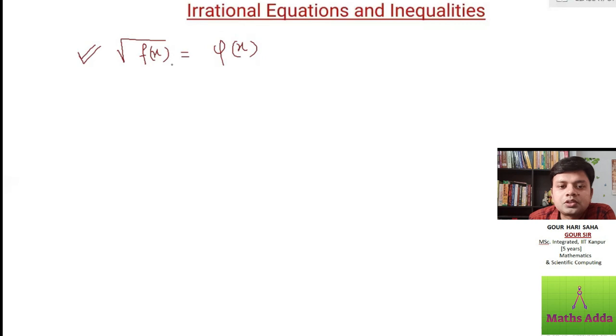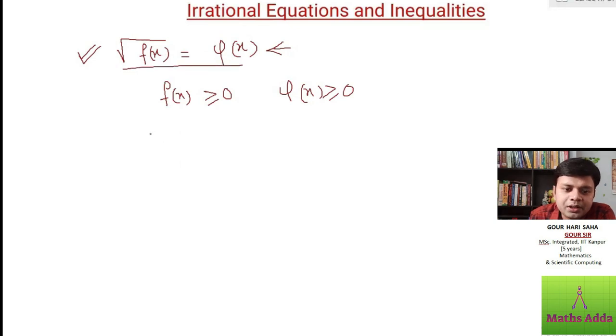So let's start. Square root of f(x) is equal to psi(x). How to solve this type of equation? When I see root of f(x), the first thing is that for this equation to be defined, f(x) must be greater than or equal to 0. If f(x) is less than 0, it cannot be defined. Now this root f(x) will be positive, so psi(x) also should be positive, otherwise there is no point in solving this. Root f(x) equal to a negative cannot be true. So f(x) is greater than or equal to 0, and at the same time psi(x) is greater than or equal to 0. When these two conditions are satisfied, we will proceed to solve this equation.